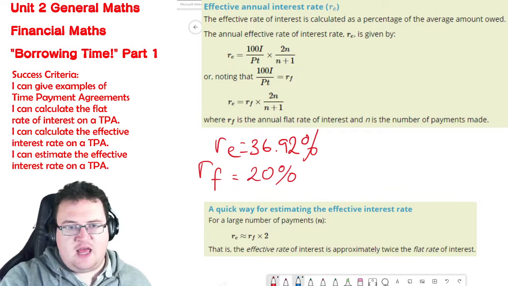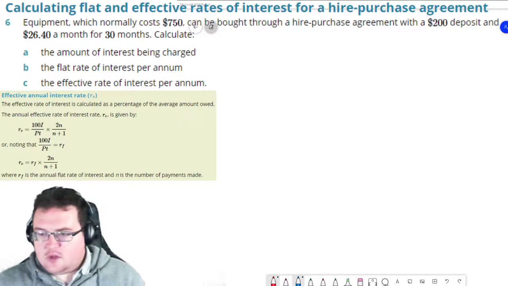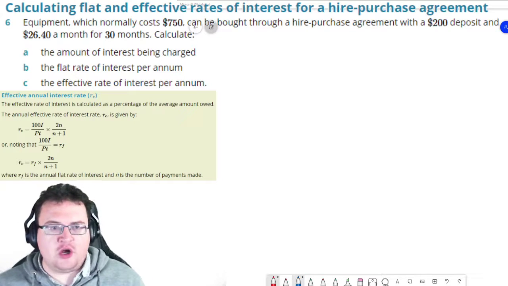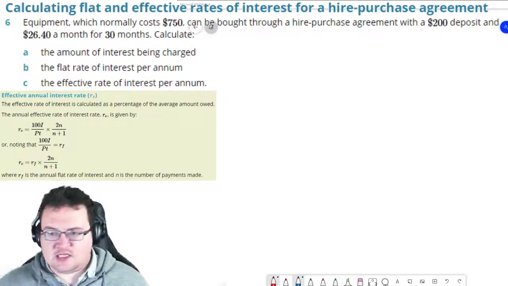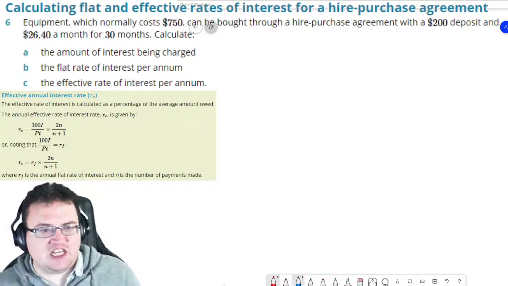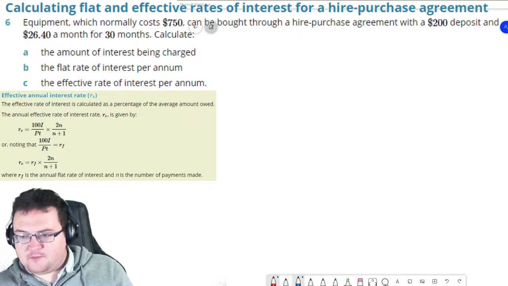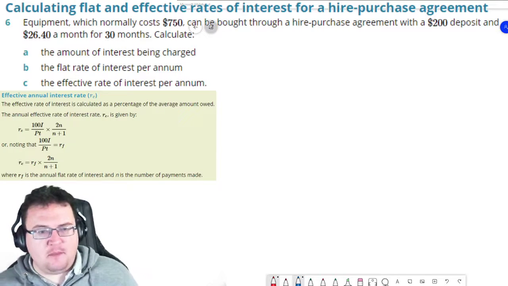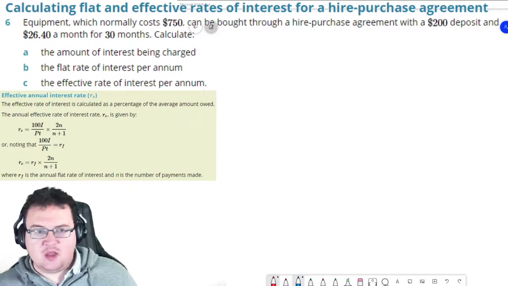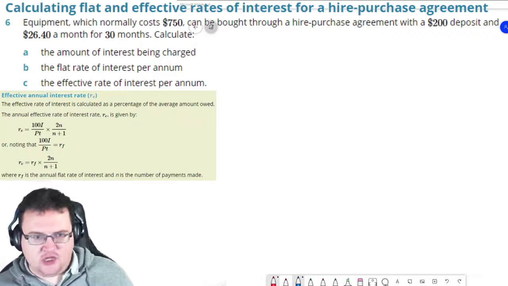All right, so one more example using RE. Equipment which normally costs $750 can be bought through a hire purchase agreement with a $200 deposit and $26.40 a month for 30 months. Calculate the amount of interest being charged, the flat rate of interest per annum, so per annum means per year, and the effective rate of interest per annum.